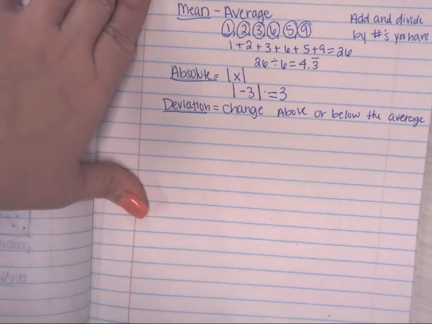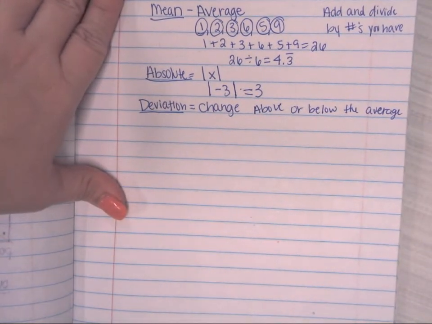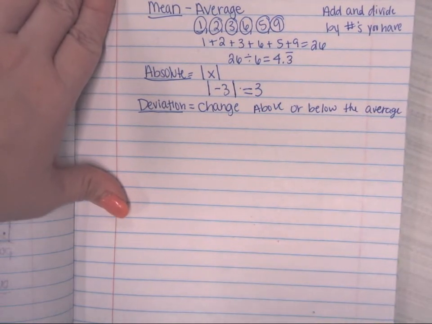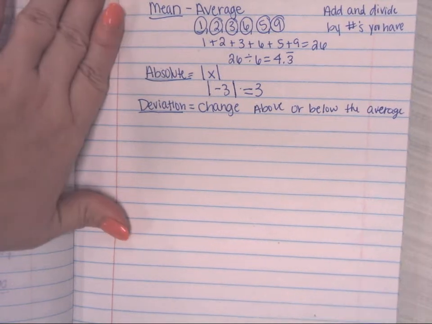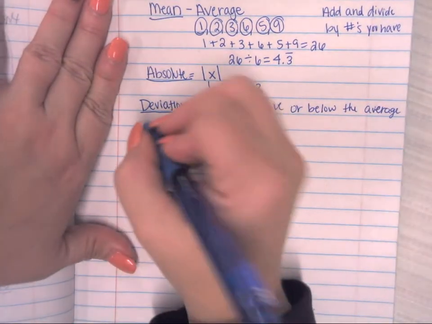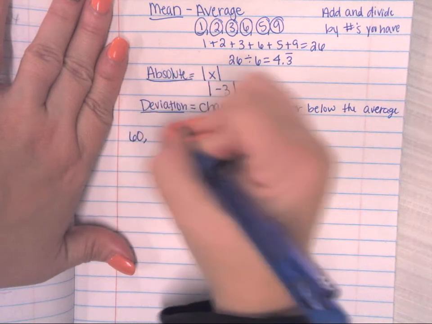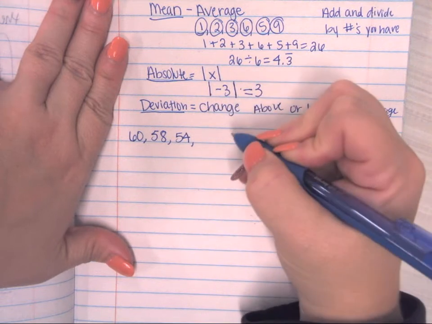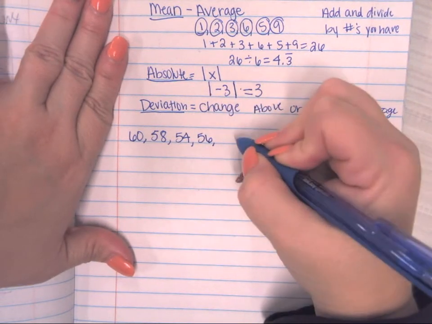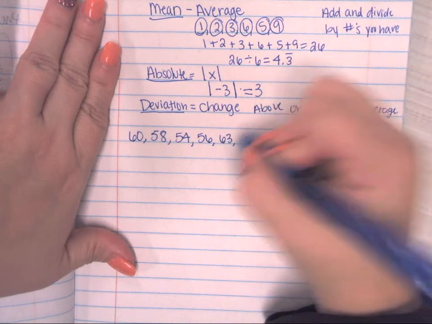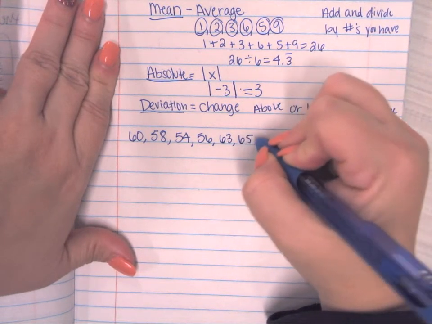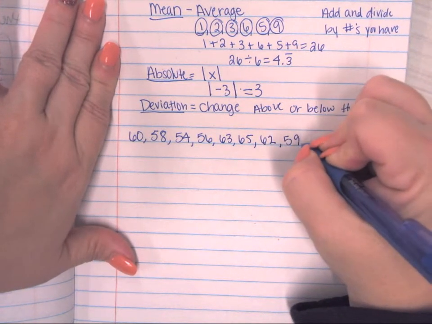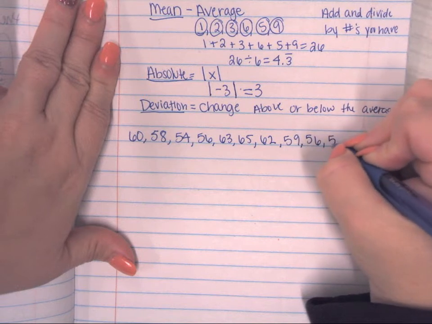So I'm going to give you the height in inches of a group of boys in the 7th grade. So we have 60 inches, 58 inches, 54, 56, 63, 65, 62, 59, 56, and 58.